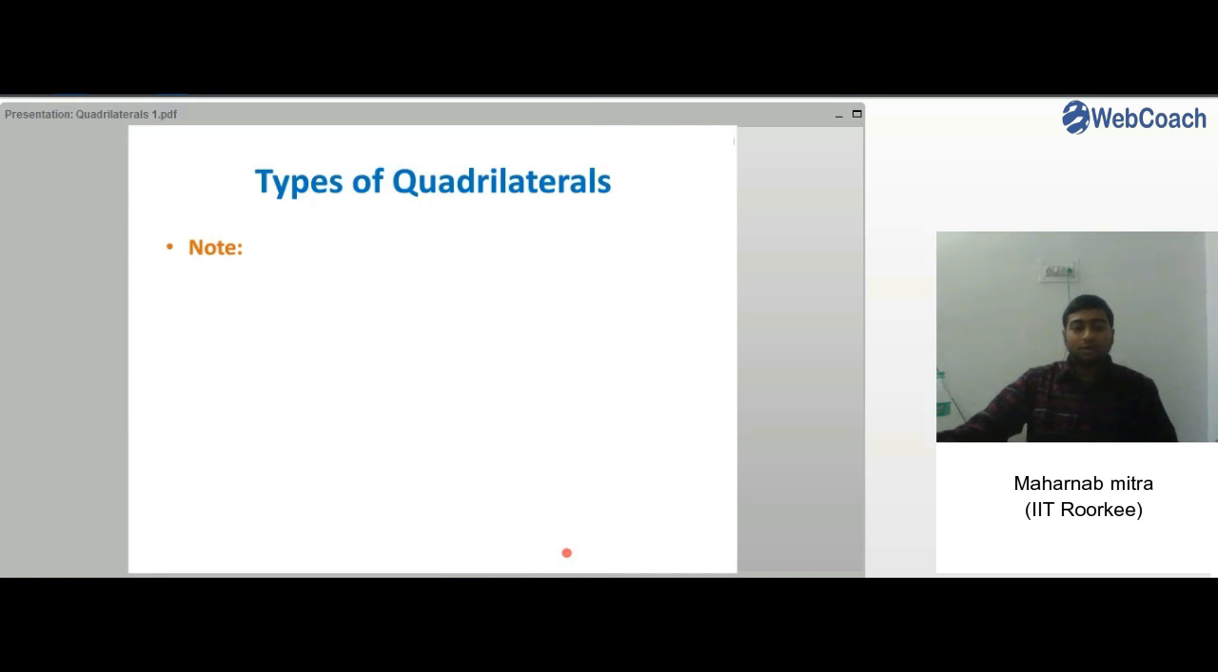So let's take some notes about what we have learnt. So let's look at some special criteria for these figures, some special characteristics of these figures. A square, a rectangle and rhombus are all parallelograms, right? Because all these are special cases of parallelogram where opposite sides are parallel to each other.